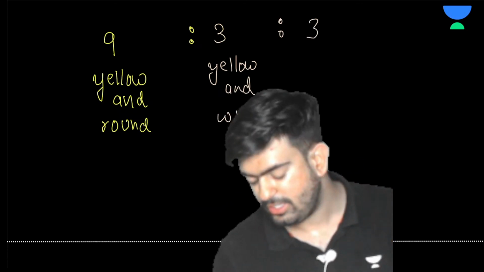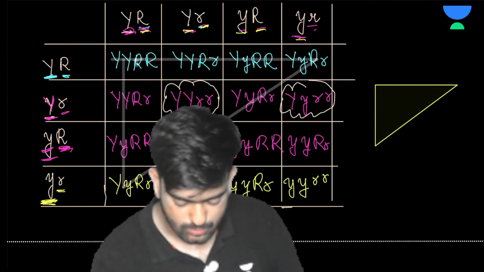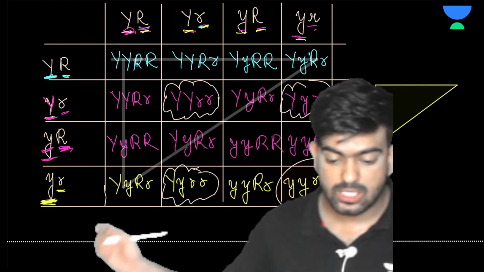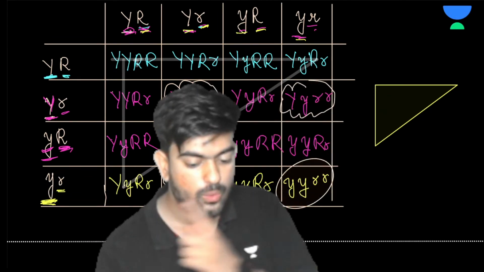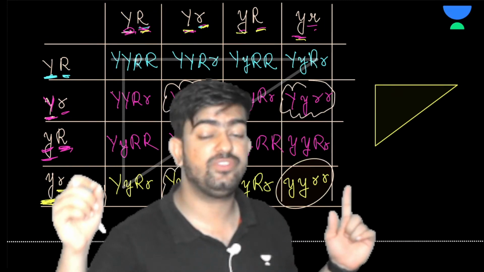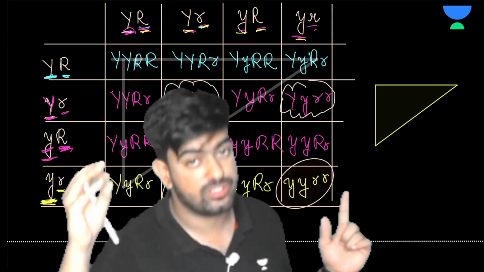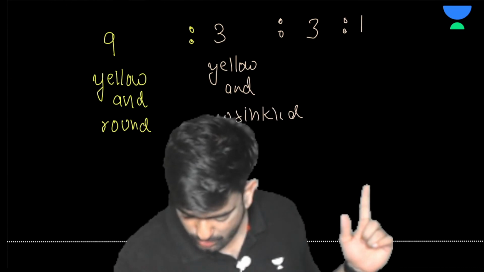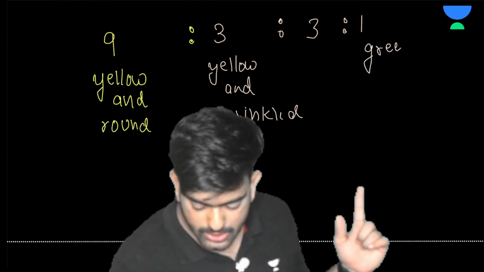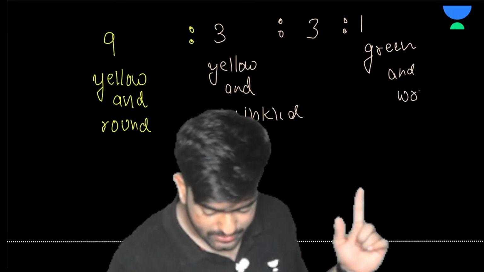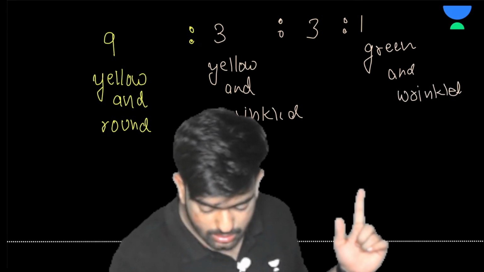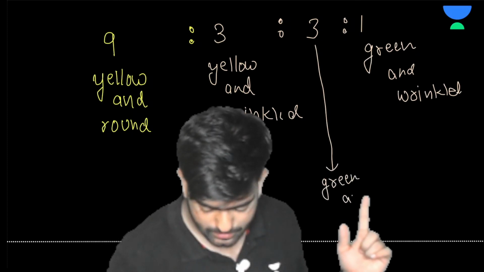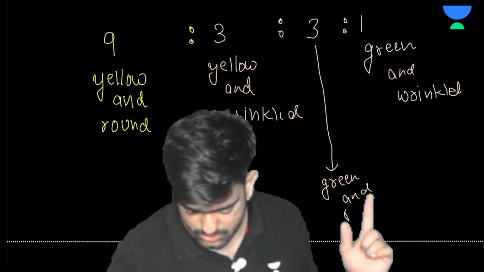Now again, just remember one thing. This one is the odd one out here. How, sir? This is the only one which has a fully recessive phenotype. So let's write here 1, which will be green and wrinkled. And what about this one, sir? This will be green and round.